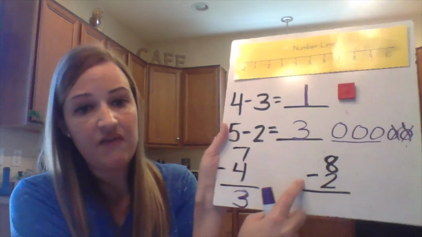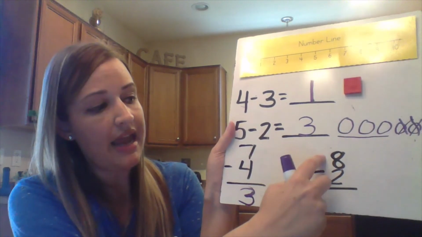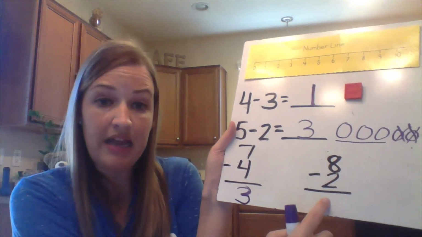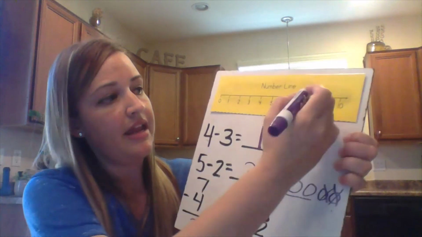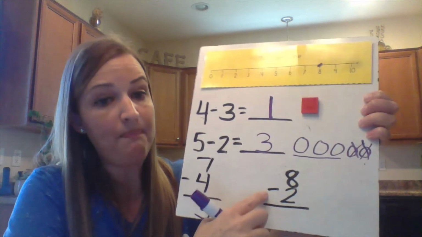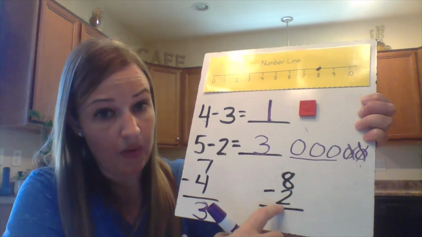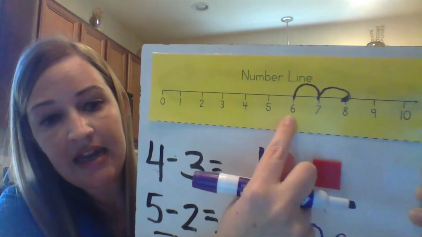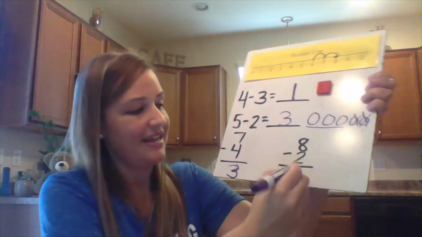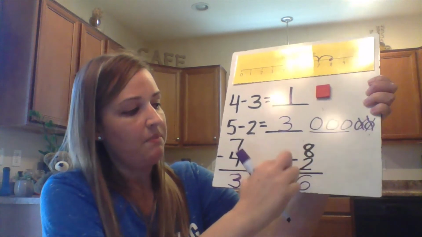Last one. See if you can do it on your own. It says 8 minus 2 equals blank. You try. Okay, for that one, I'm going to use a number line. I'm going to start at number 8, and now I'm going to hop backwards 2, okay? 1, 2. What did I land on? 6. Good. So 8 minus 2 equals 6.